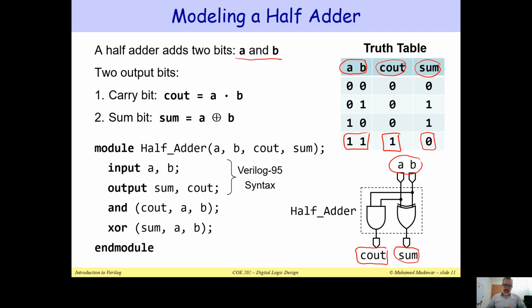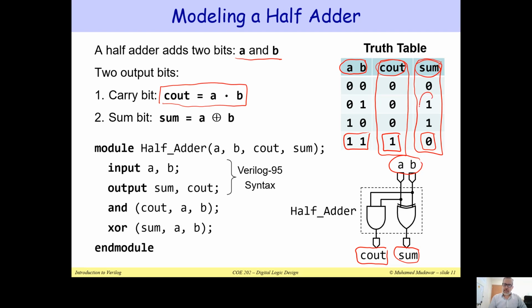So from this truth table, we can see that we have two outputs. We have C out and we have sum. Now, if you look at C out, it's very simple. You get a 1 when A is equal to 1 and B is equal to 1. So we can directly write the equation for C out. C out is A and B. You see, this is very easy. In the case of sum, this is the column for sum.